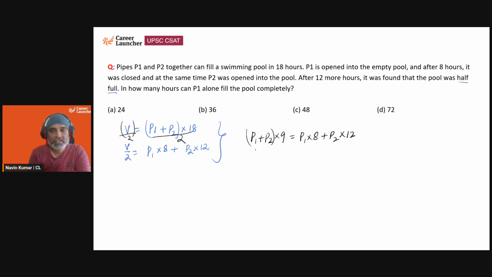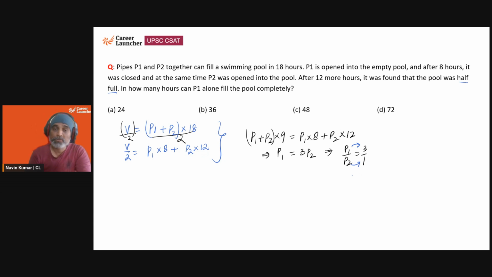If I open the bracket and rearrange, I will have 9P1 minus 8P1, which is P1, and 12P2 minus P2, which is 3P2. Or we can say from here that P1 upon P2 is equal to 3 upon 1, which means P1 fills 3 liters every hour and P2 fills only 1 liter every hour.